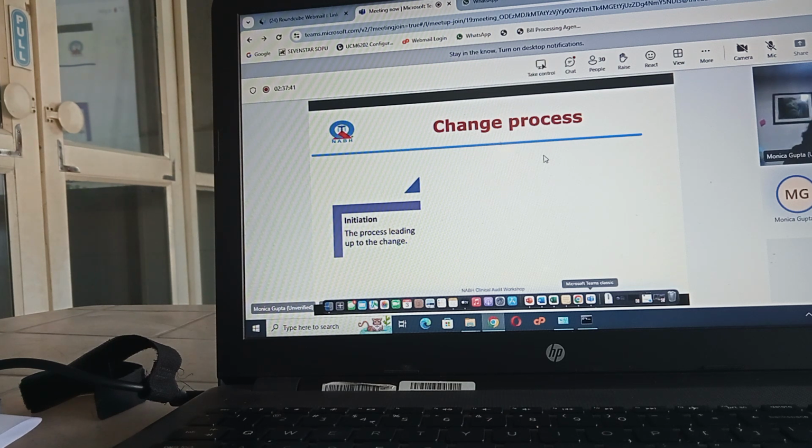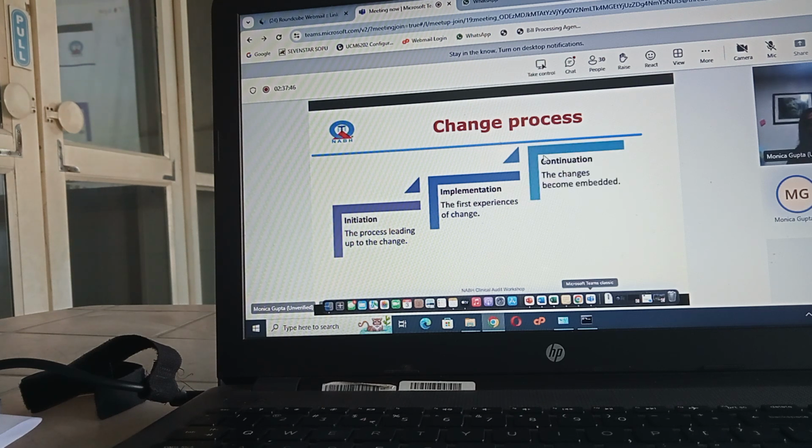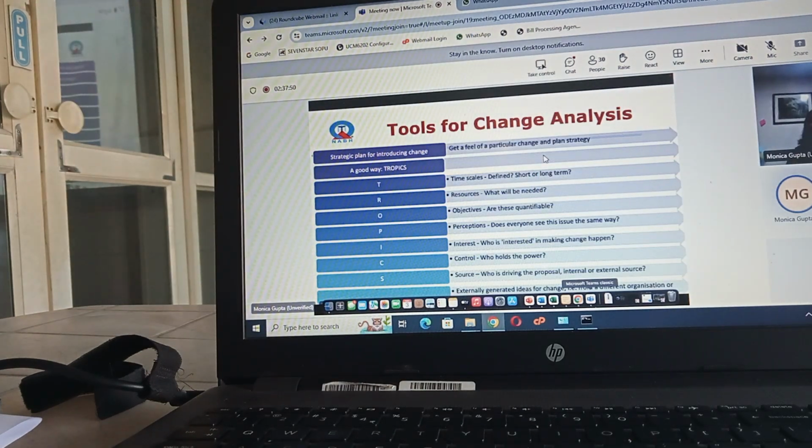So the change process has a few steps. The first is initiation, the process leading up to the change. Implementation is the first change, experiences of change. And continuation is that the change has become embedded. Right? And so when we want to introduce change, there are various tools that are there to get a feel of a particular change and plan strategy. So Tropics is one such tool.